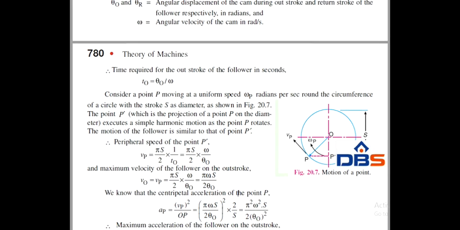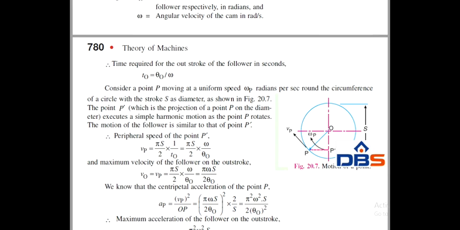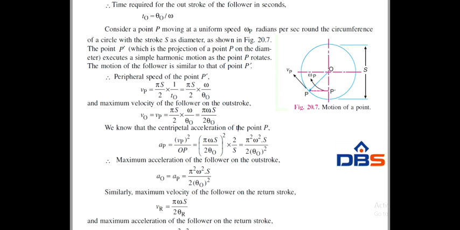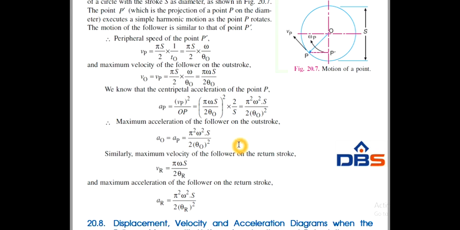We know that the centripetal acceleration of the point P, ap, is π²ω²S/2θo. Therefore, the maximum acceleration of the follower on the outward stroke is ao = π²ω²S/2θo². Similarly, we find the maximum velocity and maximum acceleration of the follower on the return stroke. Try to remember these formulas for solving problems next week.